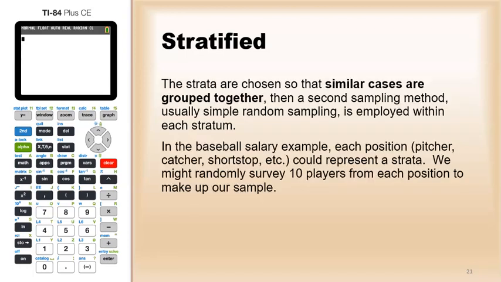So the strata are chosen so that similar cases are grouped together. And then we'll use a second sampling method, usually simple random sampling, within each group. In the baseball salary example, each position, like pitcher, catcher, shortstop, could represent a different stratum. We might randomly survey 10 players from each position to make up our sample.